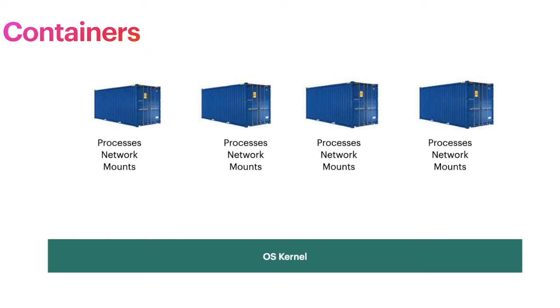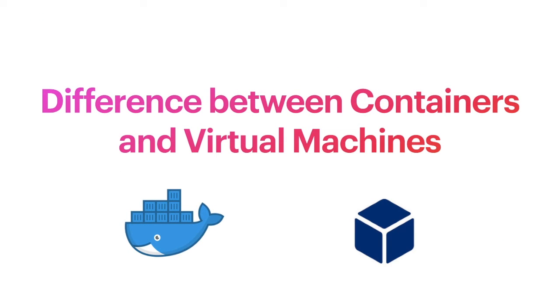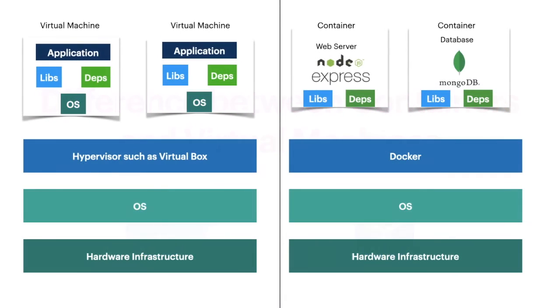So now we got one more term, that is called VM. We should know the difference between VMs and containers. So let's move on. Now in this picture, on the left hand side we can see the VM architecture and on the right hand side we can see the Docker architecture.